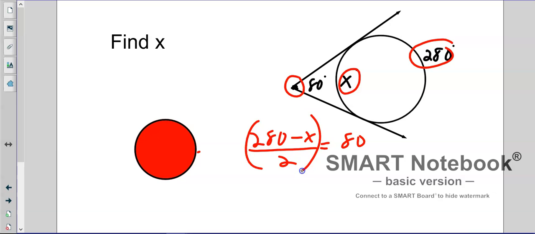So the first thing we need to do is get rid of that 2. So we multiply both sides by 2. Remember, those 2's cancel. We do not distribute inside the parentheses. So that leaves us with 280 minus x equals 160.